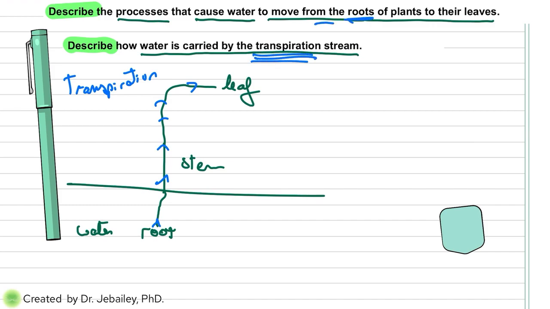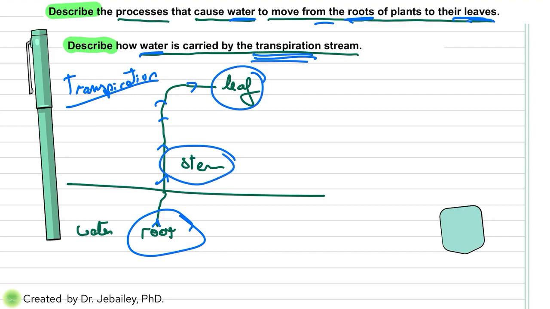But when it said roots to leaves, you obviously know that it's talking about transpiration because it says water and water. So this process, they want you to describe everything that's happening in the roots, everything that's happening in the stem, and then everything that happens to the leaf.